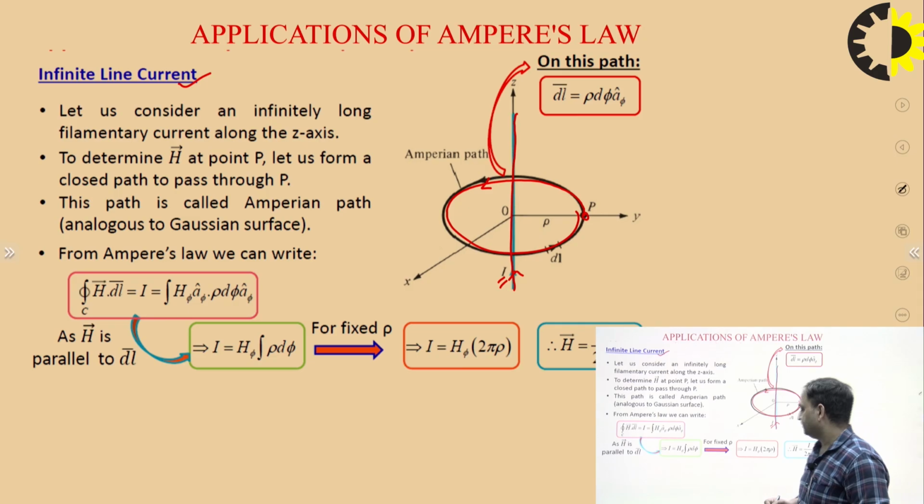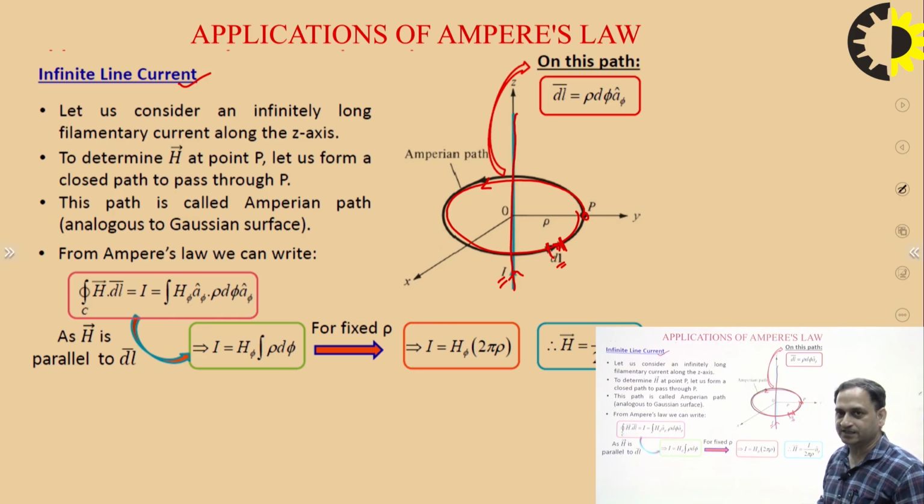We will take one element along this path, and we take this dL along this path. The H and dL must both be in the same direction, as we said before. If we take the cylindrical coordinate system for this particular element, the distance from this point to this point will be rho. This is rho and this is also rho. This is the radius of the cylinder, or in this case the radius of the closed path.